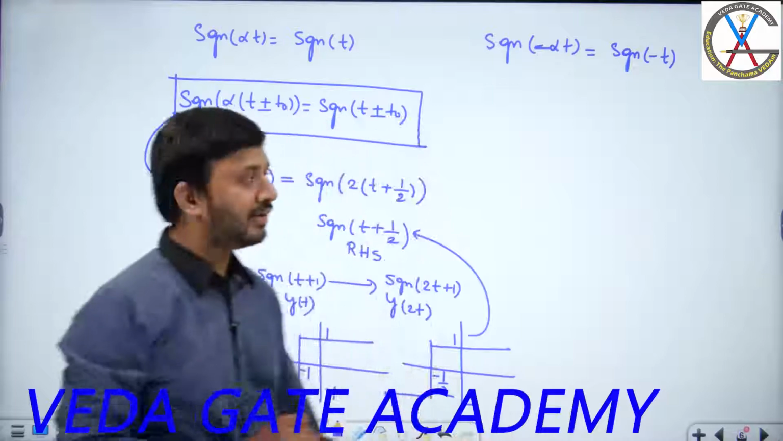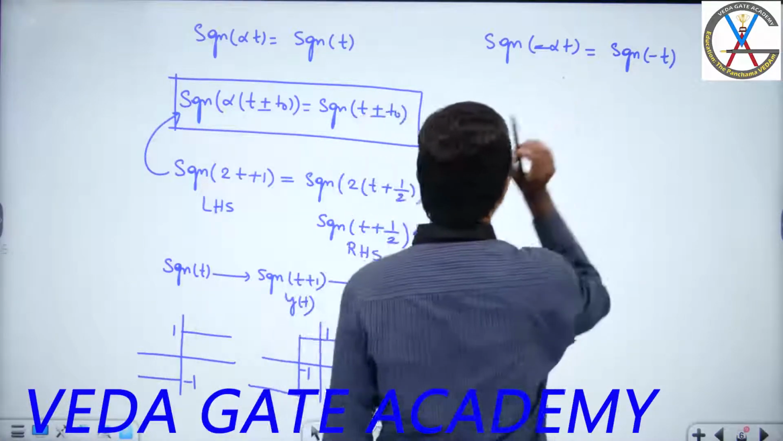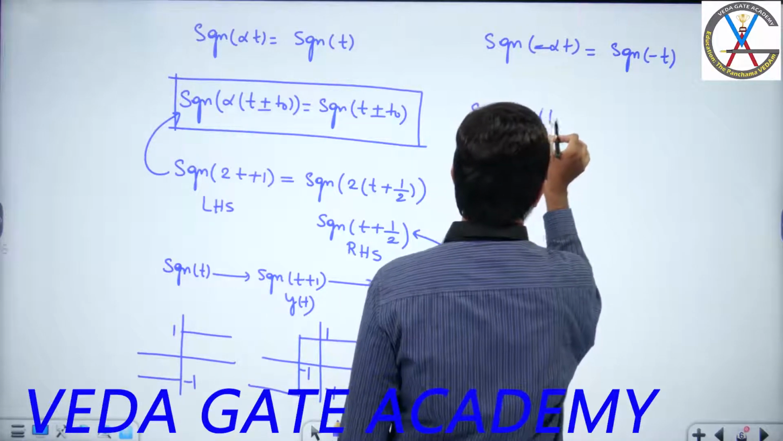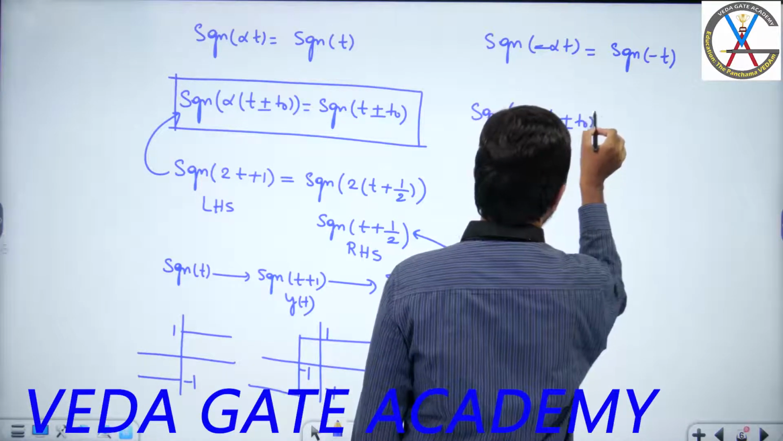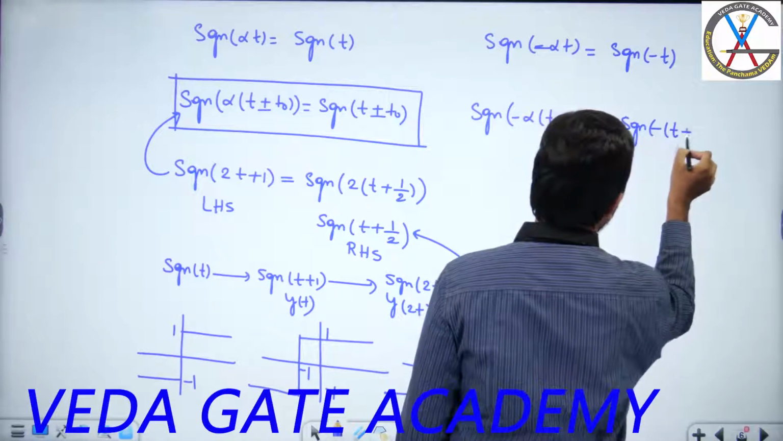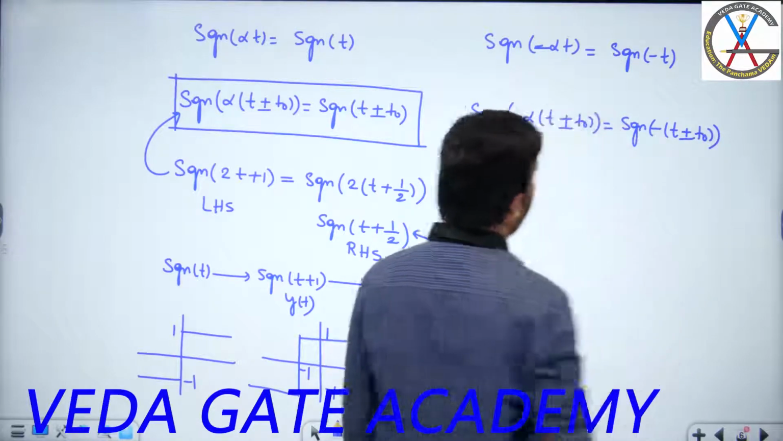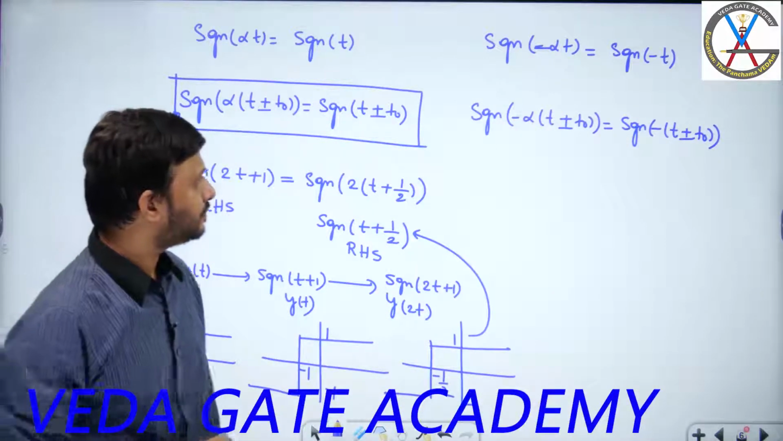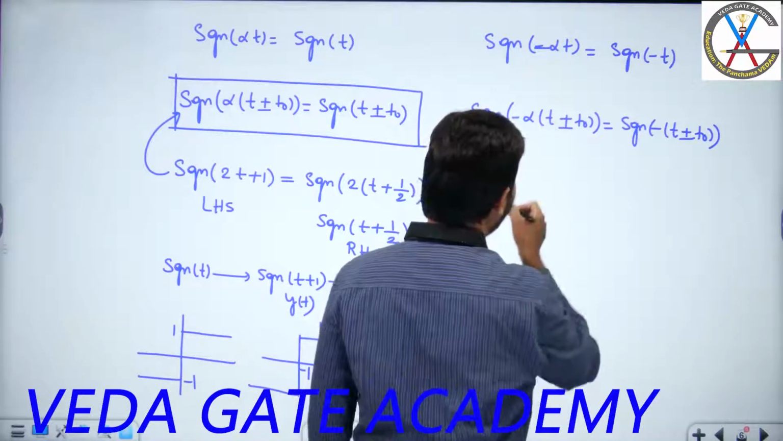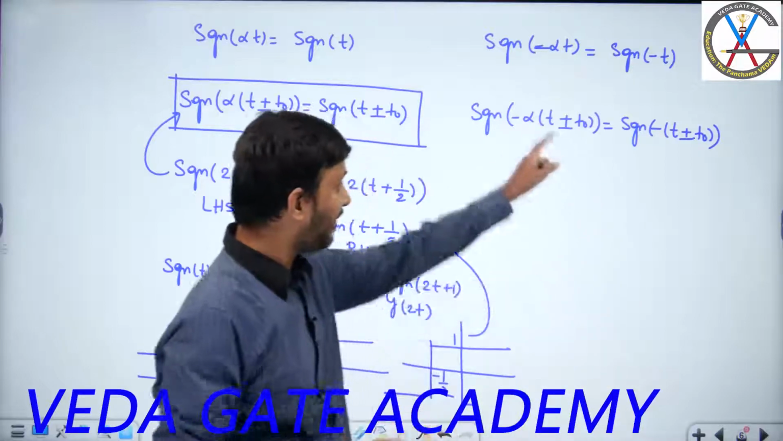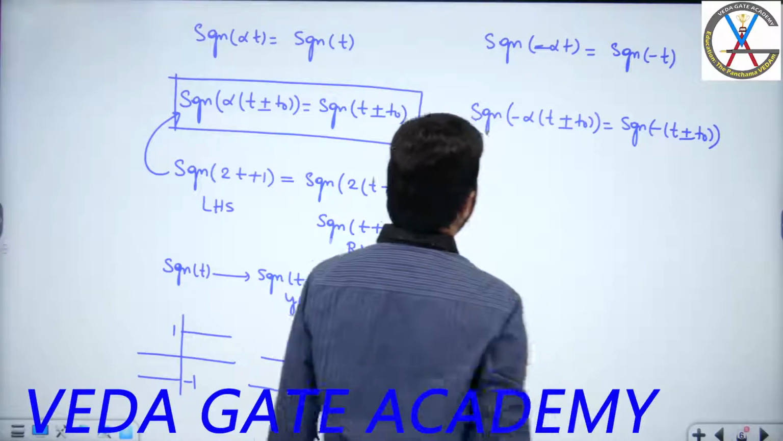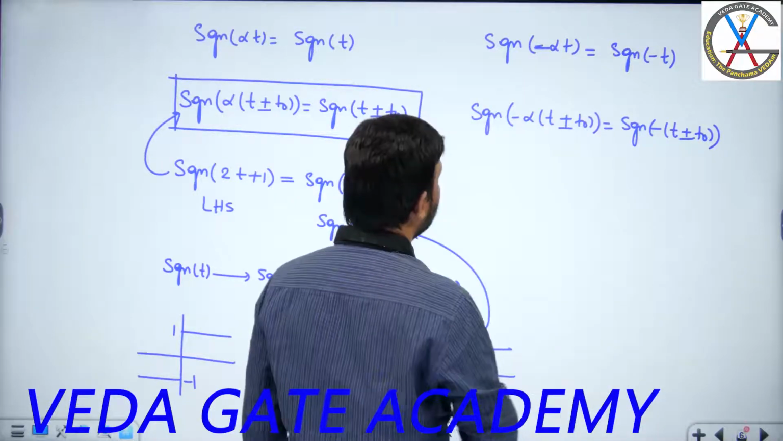Signum of minus t we got. Now here also, what happens if I replace this t with t plus or minus t naught? Signum of minus alpha t plus or minus t naught is nothing but signum of minus of t plus or minus t naught. Now if I have a signum function of this kind, simply I can neglect this scaling factor alpha. Now how are you going to prove this one?